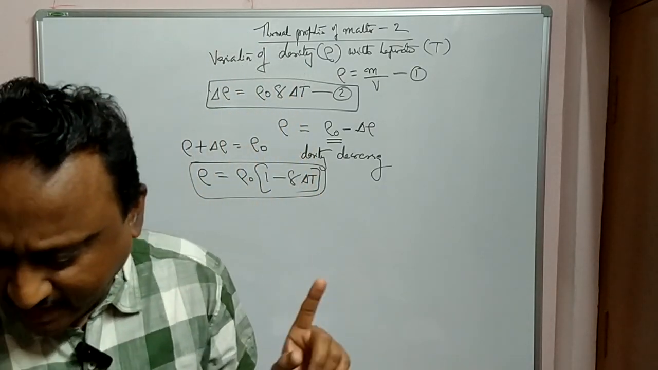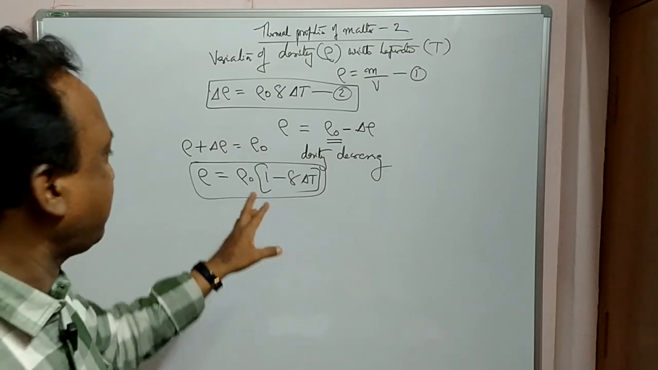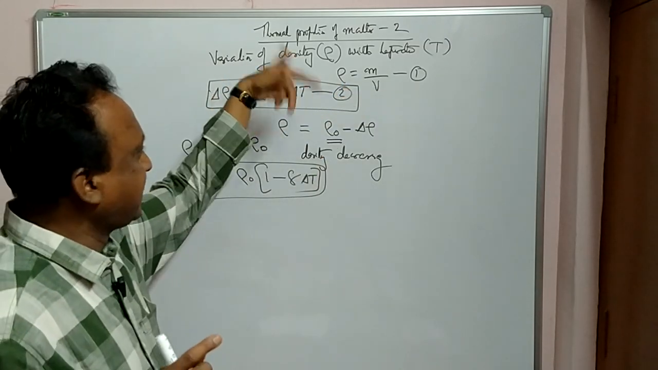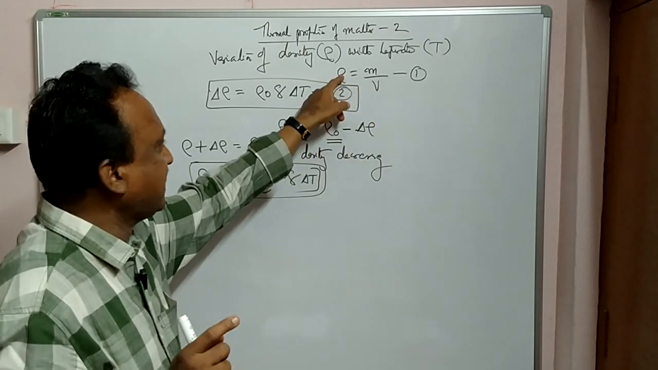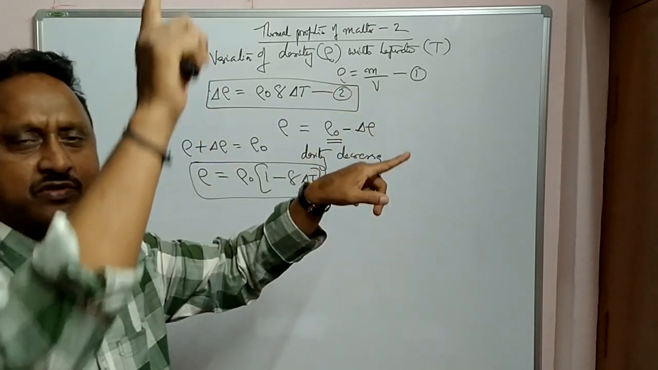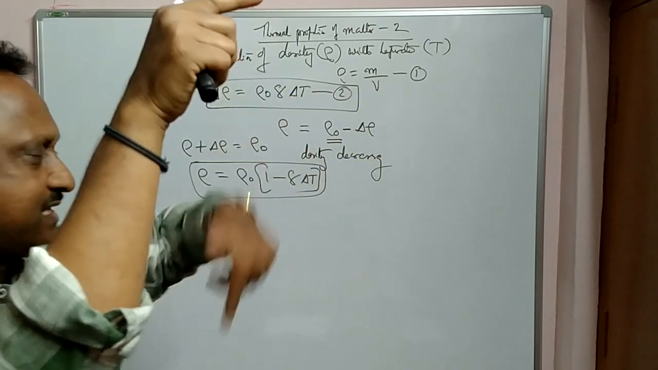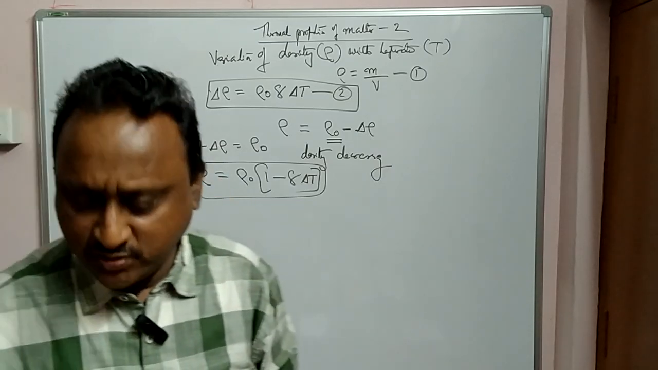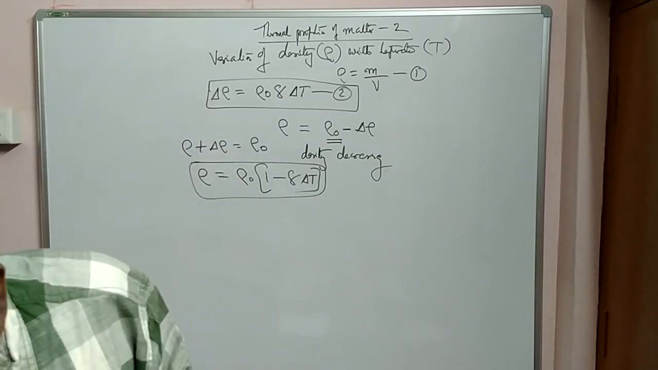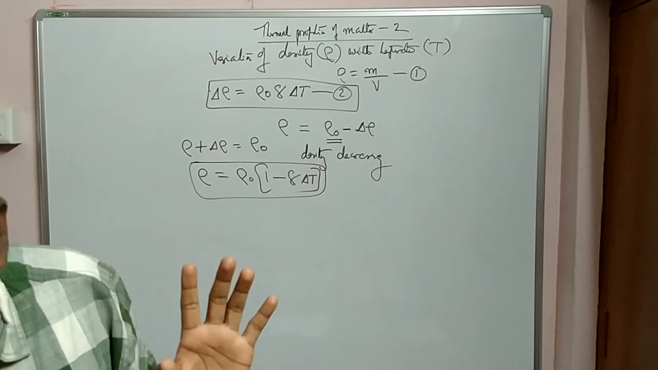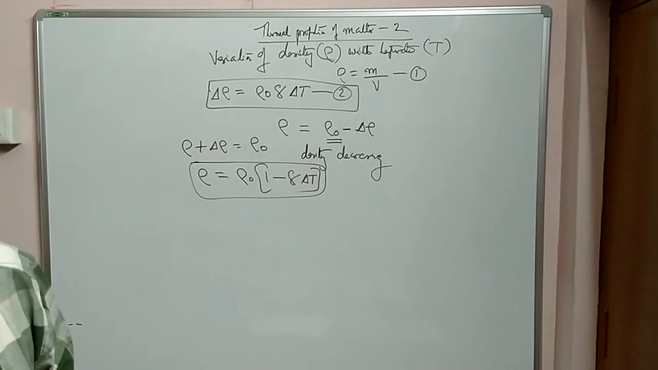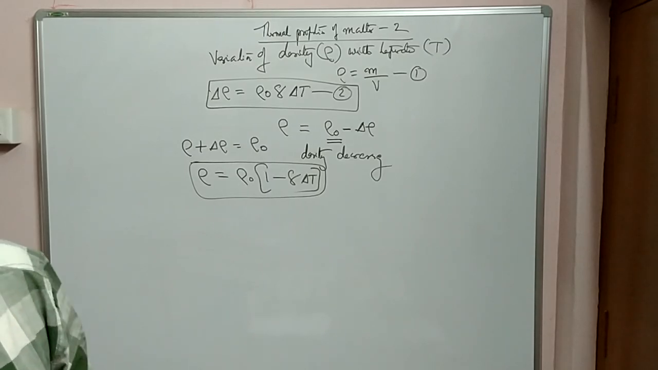So finally what happens here, density is decreasing. As you know, temperature increases, density decreases and volume increases. When volume increases, density decreases. So the final equation for doing numericals is rho is equal to rho 0 into 1 minus gamma delta T. Clear? So after this we are now going to the second last topic, that is anomalous expansion of water.